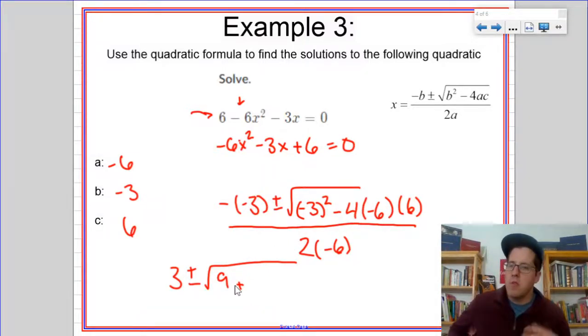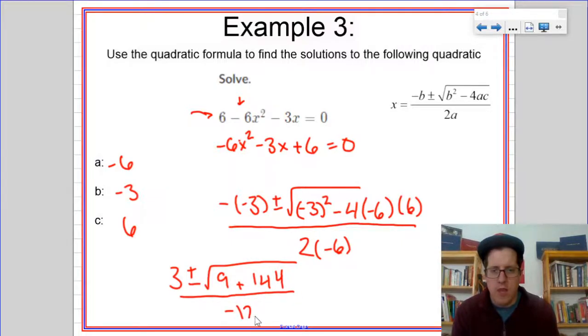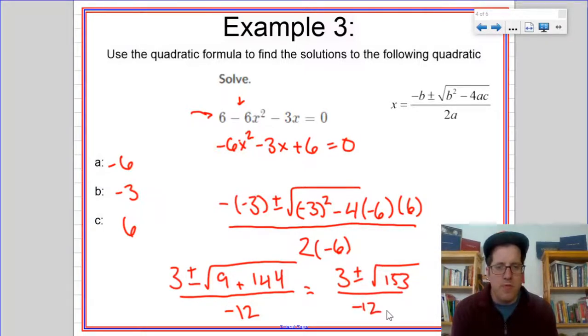Okay? Then I'm just multiplying. So 4 times 6 times 6. Okay, what is 4 times 6 times 6? It's 144. So it's 9 plus 144 all over negative 12. Okay? So that is 3 plus or minus the square root of 153 all over negative 12.